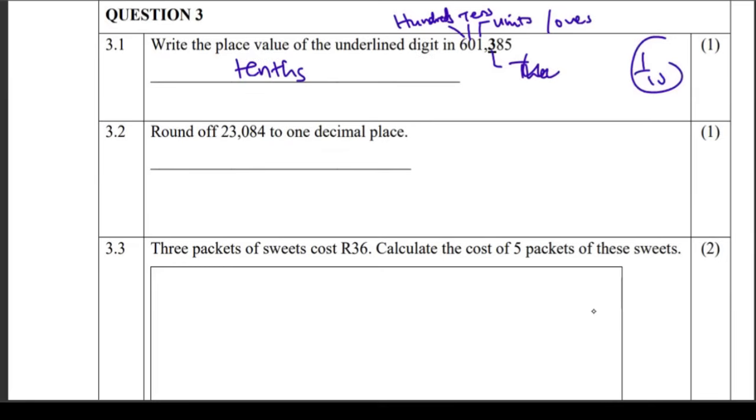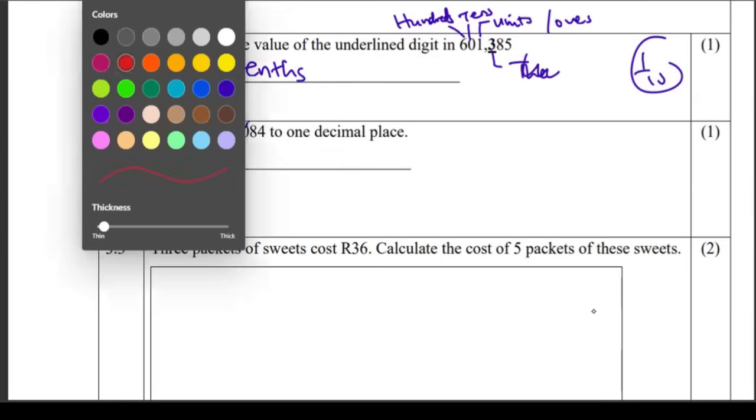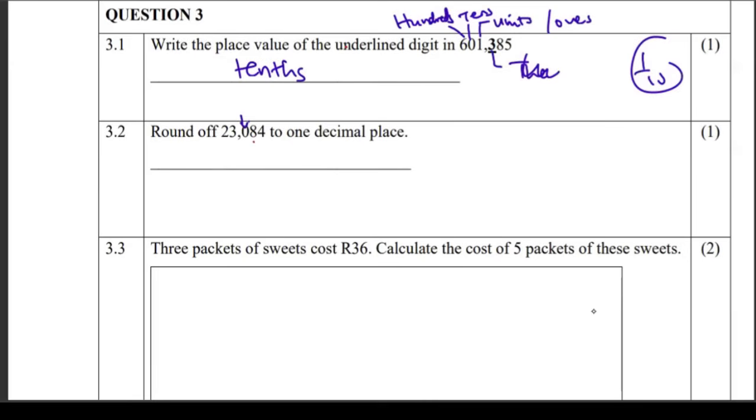Then they want us to round off this to 1 decimal place. So when you're rounding off to 1 decimal place, meaning that we need one number after the comma. Now we have a 0. The digit that comes after 0 is 8, meaning that 8 is going to add a value of 1 there. So our answer is approximately 23,1. Digits between 5 and 9 will always add a value. Digits between 0 and 4 add no value, or they add a 0.